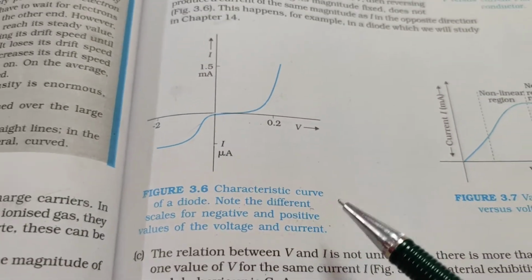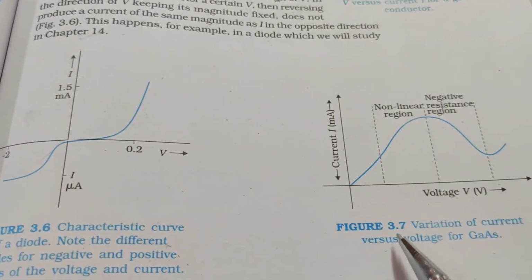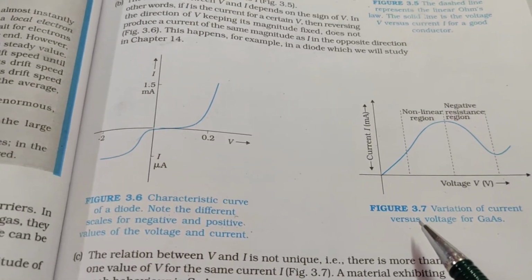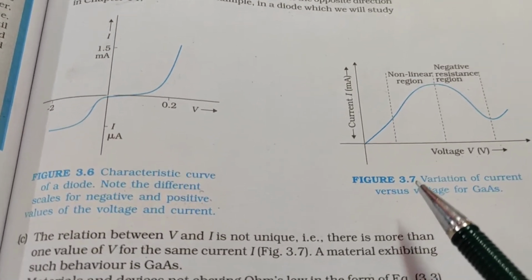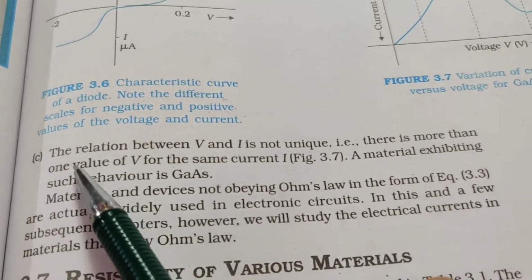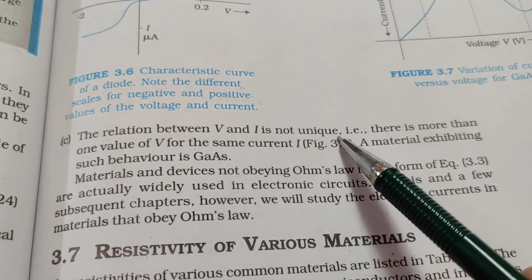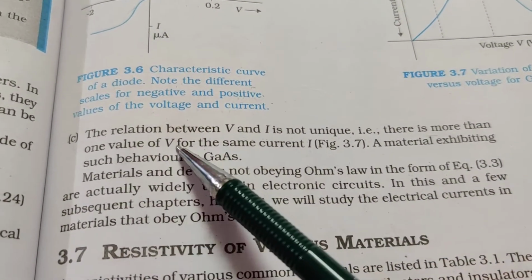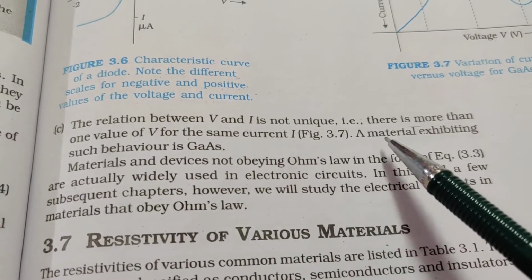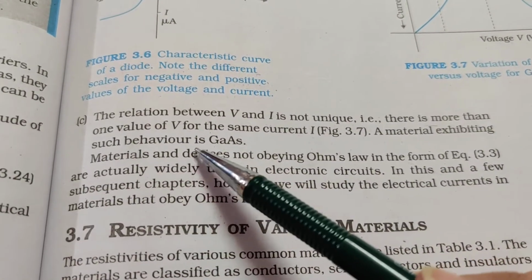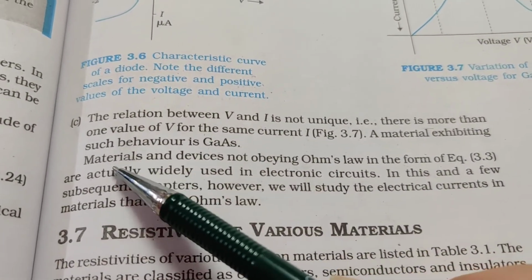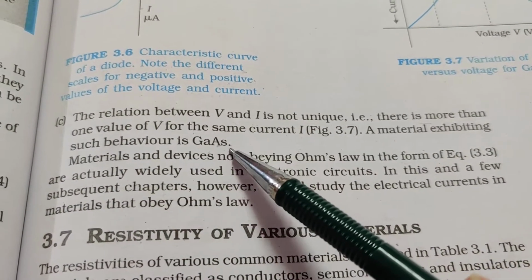Here's a graph. Please take note of the graphs. The relation between V and I is not unique, that is, there is more than one value of V for the same current I. A material exhibiting such behavior is GaAs.